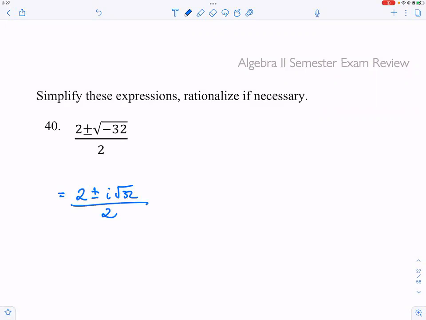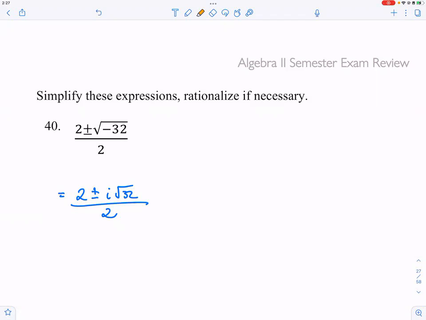And now it could be very tempting for you to cancel out these two, and the answer is you cannot. And the reason why you cannot is because of the plus or minus right here. You have a subtraction or addition. So we will actually do some simplification.